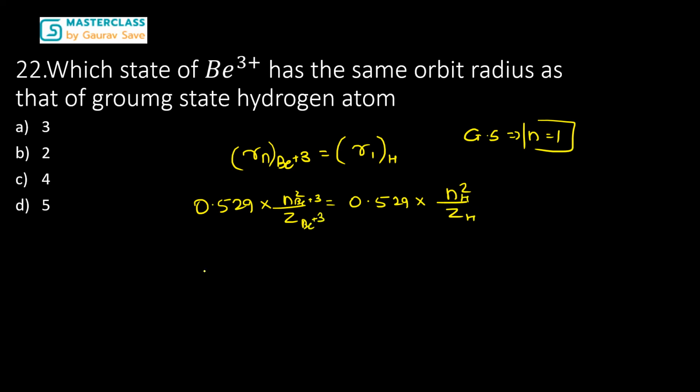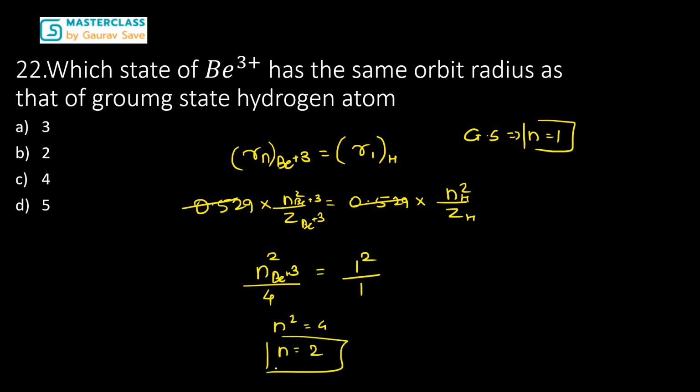Okay guys, so 0.529, 0.529 will get cancelled out. So let's cancel it out first. So these two values will get cancelled out, and n we need to find out for B plus 3. So n square will become equal to n square ground state. So n square 1 square upon hydrogen atomic number is 1 upon Z for beryllium is 4. So n square will become equal to that of 4, and n will become equal to that of 2 for beryllium. So answer B is the correct answer.